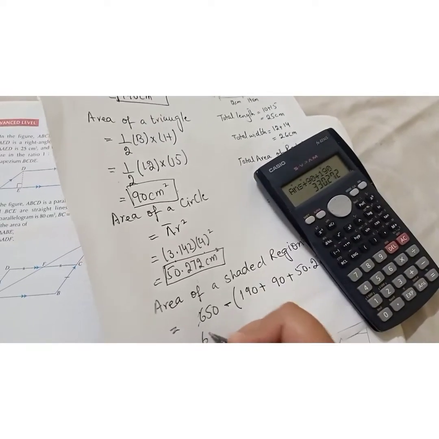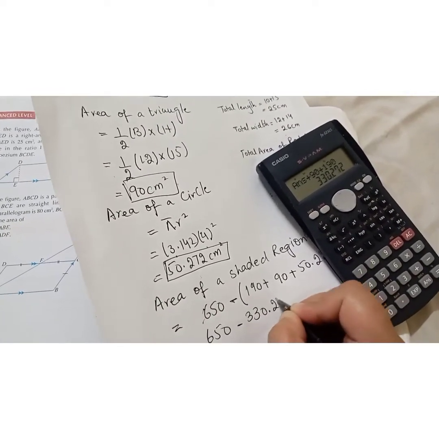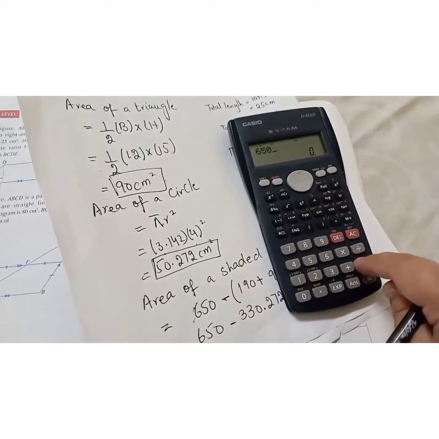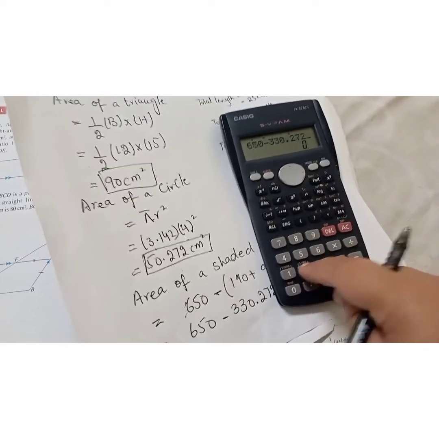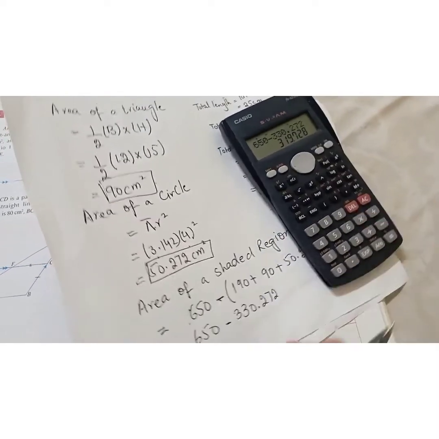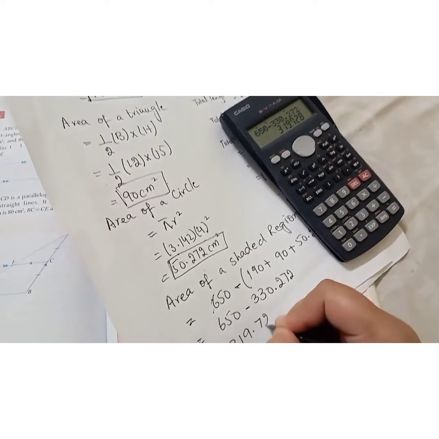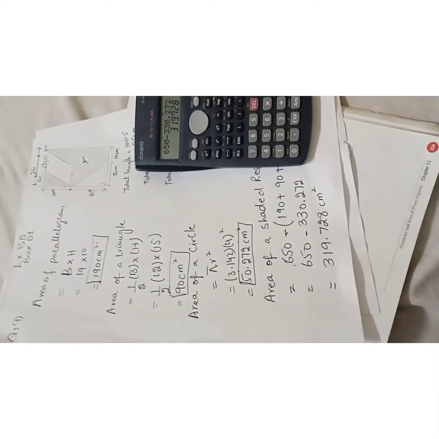So I'll be writing 650 minus 330.272. So I'm going to subtract it. 650 minus 330.272. So the answer is 319.728, which is the required area of the shaded region. So I hope you have understood how I've calculated this value.